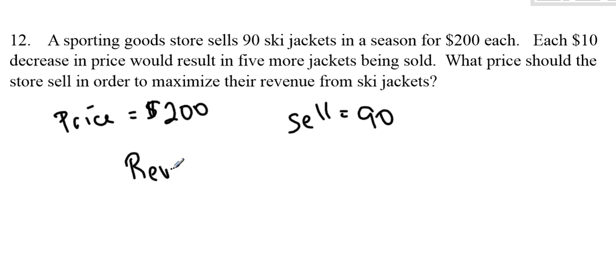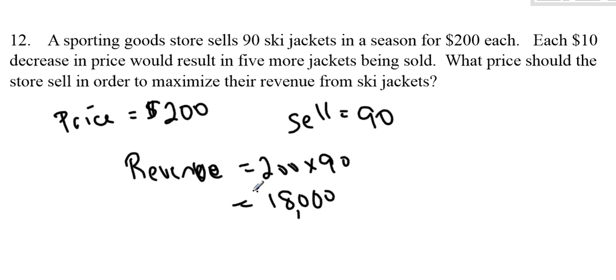So our original revenue, we can calculate. Revenue is 200 times 90. So originally we're making 18 grand off of those jackets. That's not bad. However, we're being greedy. We want to maximize our revenue, don't we? So we're going to decrease the price and see what happens. Try to sell more by decreasing our price. Now, we know that for every $10 decrease, we get 5 more jackets sold. The question is, how many times should we lower the price by $10?